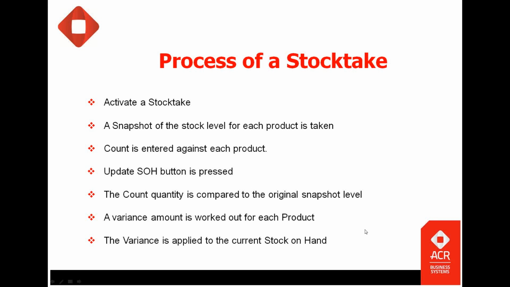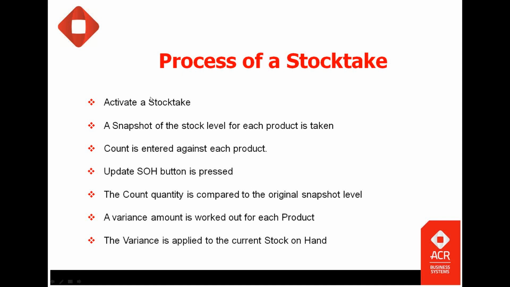The variance there is 2, so the variance to be applied will be 10 minus 2, 8, to get us to the correct level. Now, this gets a little bit more complex if somebody buys some products in between when the actual counts get entered.